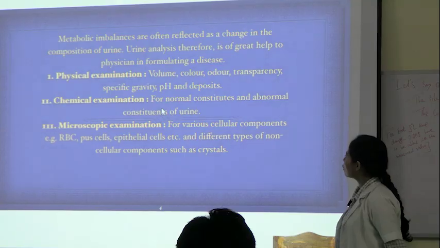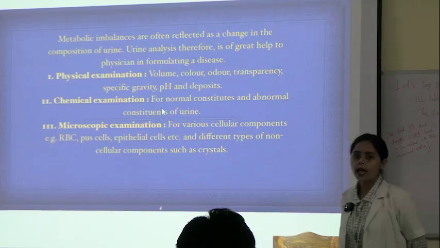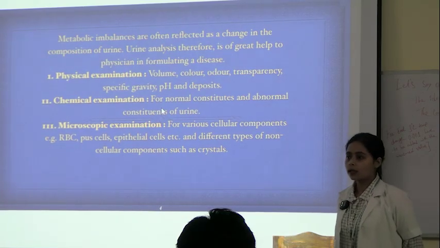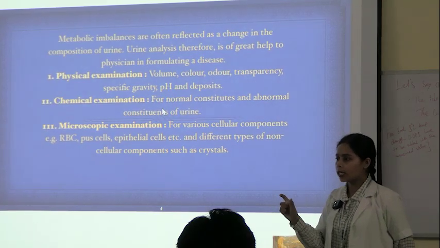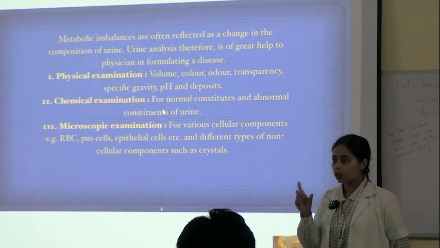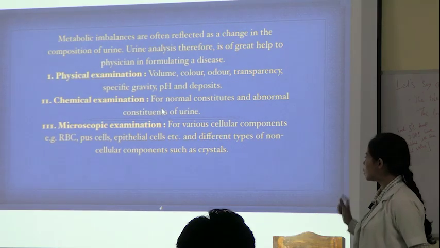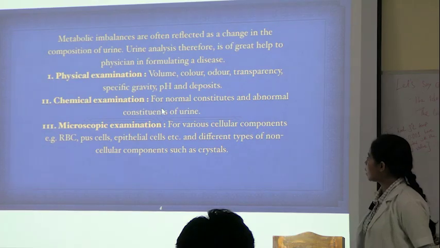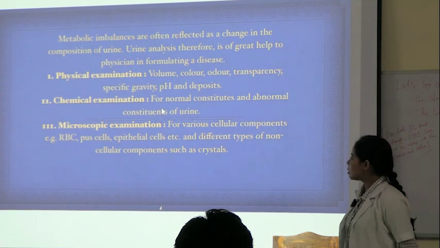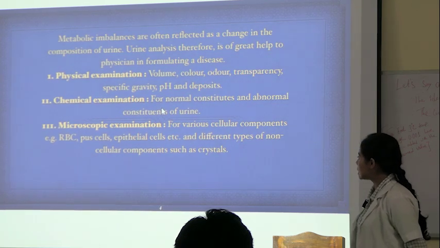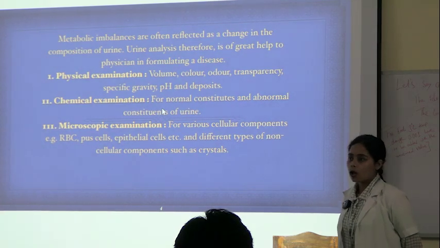In that we check for the normal constituents as well as the abnormal constituents of urine. Now normal constituents, you guys have seen the urea, creatinine or uric acid in the lab reports, have you seen? So those are the normal constituents we check for. In microscopic examination, we look for various cellular components, for example RBC, pus cells, epithelial cells, etc., and different types of non-cellular components such as crystals.